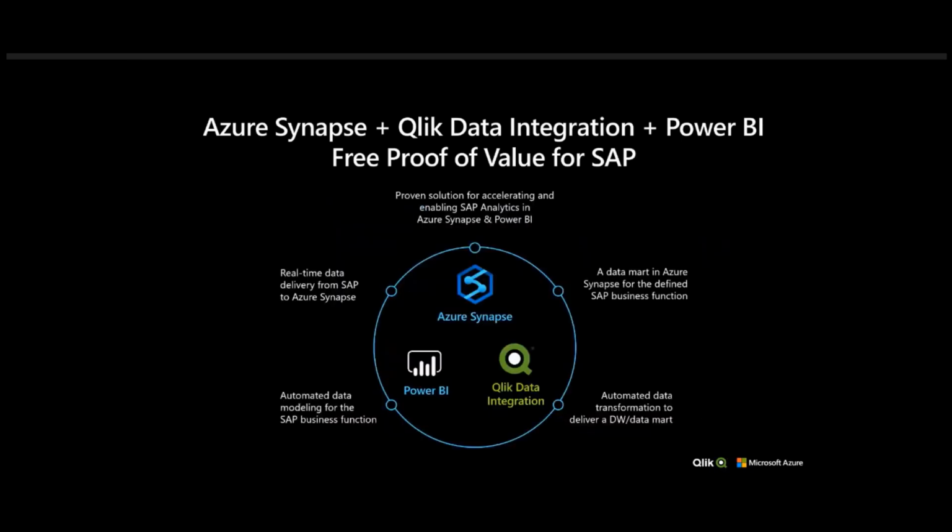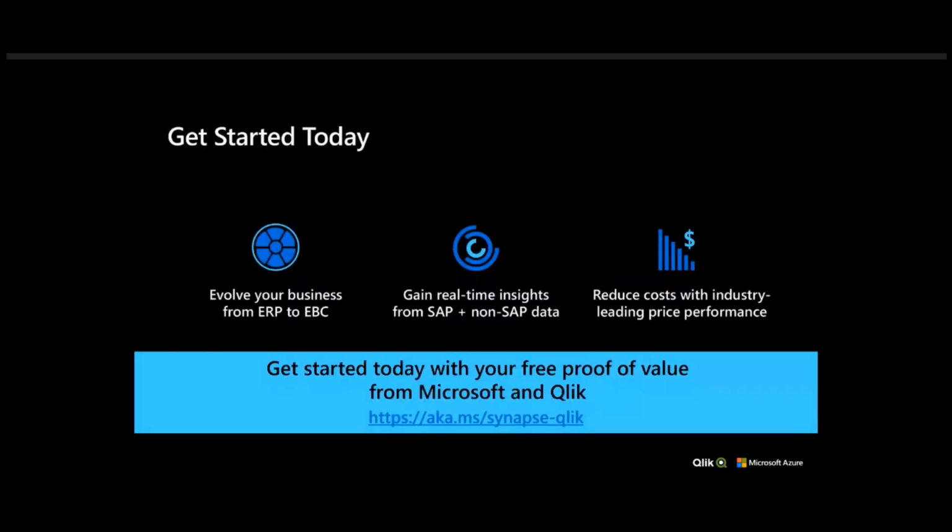Thanks, Matt. So let's tie a ribbon around this. You can get started today, evolving your business from ERP to EBC, as Matt described, gaining real-time insights, and of course, critically reducing costs with the industry-leading price performance of Synapse platform. You can click here to get started with the free proof of value.